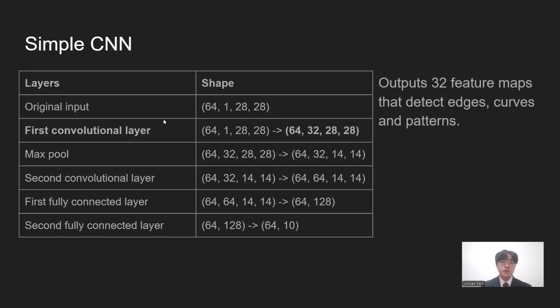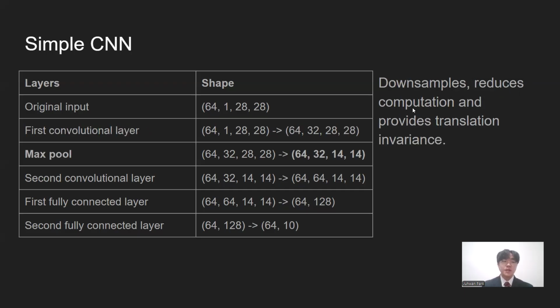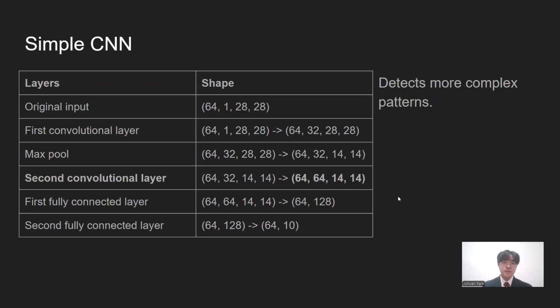Then the input goes through the first convolutional layer. So the image goes through the layer and gives us 32 feature maps that detect edges, curves, and patterns. After that, it goes through a max pool layer, which reduces the 28 by 28 pixels to 14 by 14. This is also called downsampling. It reduces computation and provides translation invariance.